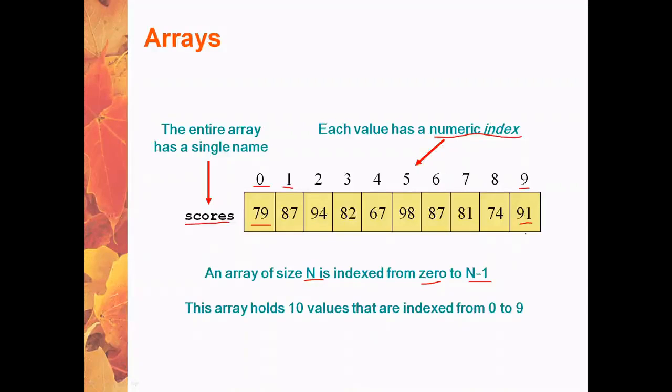So if you have an array of size 10, then the index always starts from 0 to n minus 1, that is 10 minus 1, which will be 9. So the maximum index value can be 9. So this array holds 10 values that are indexed from 0 to 9. Okay, this is how array elements are represented in the memory.